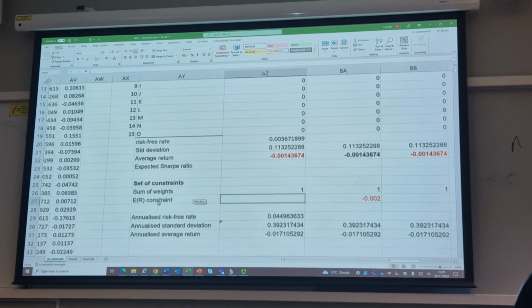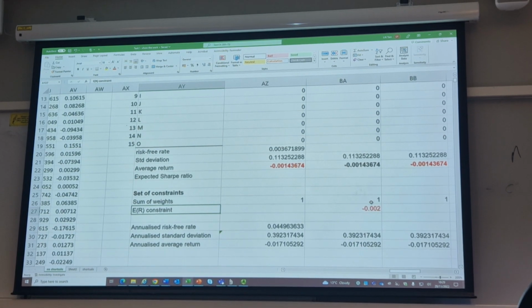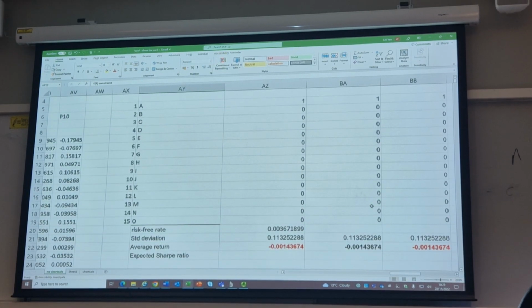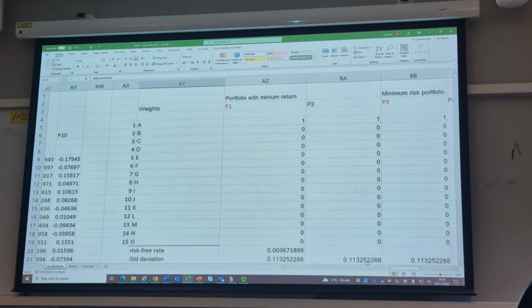And the next one is to set the return, to target the return of a certain number of portfolios. So we can leave that and do that later.